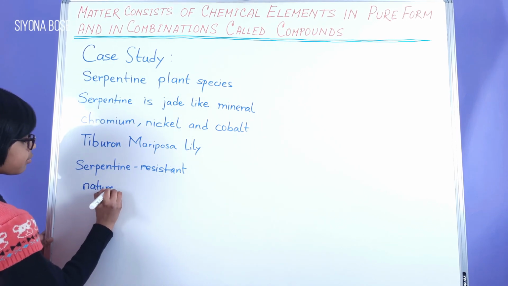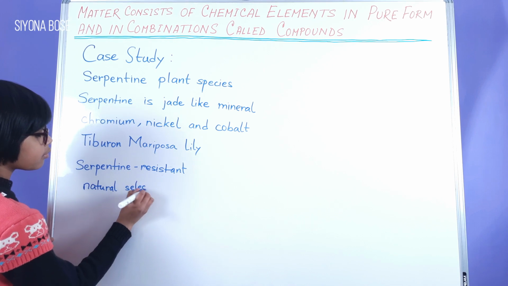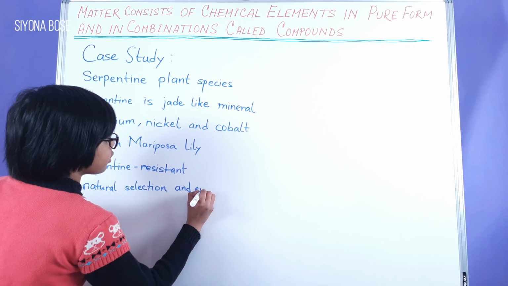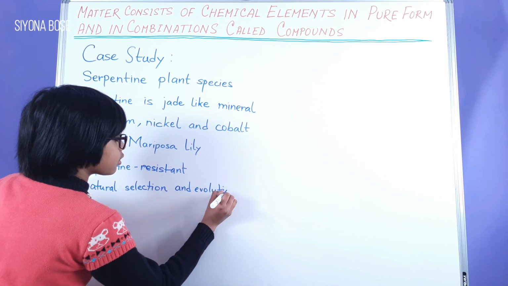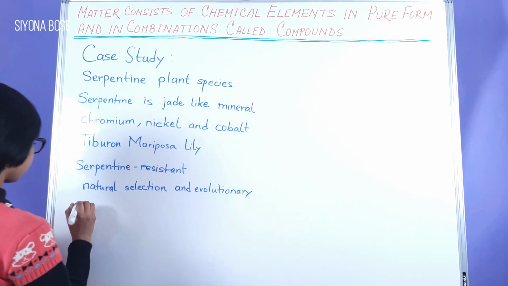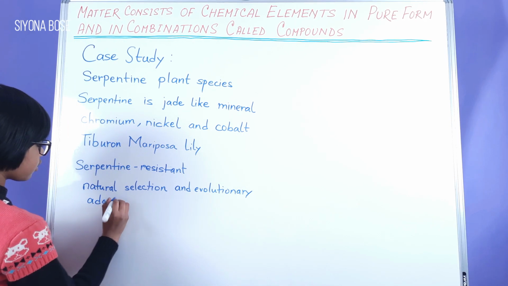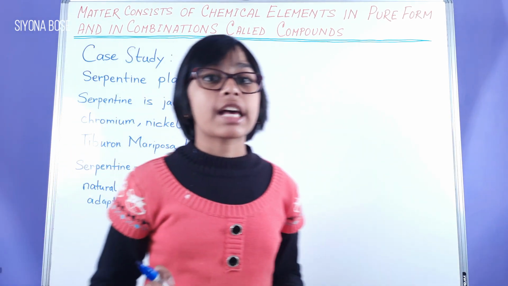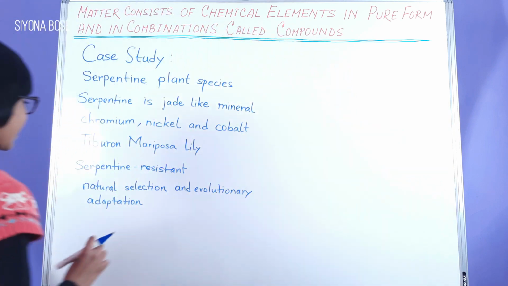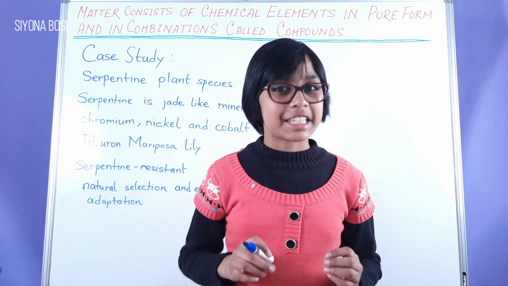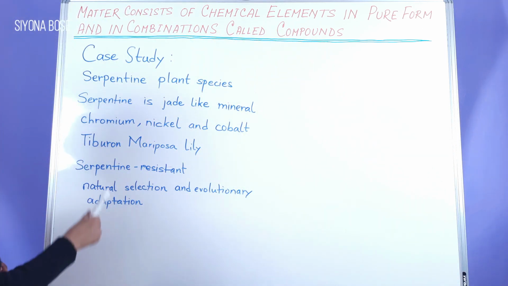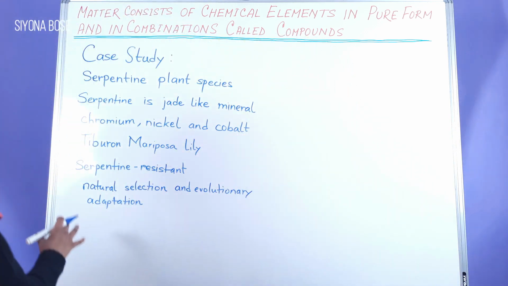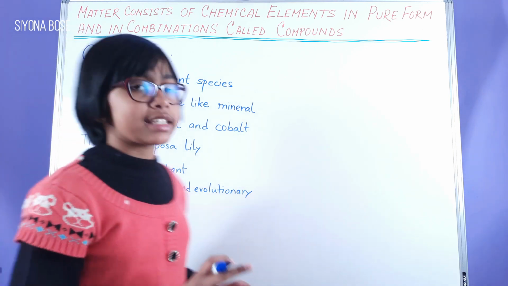Natural selection and evolutionary adaptation. You can check out what natural selection and evolutionary adaptation are in my previous Campbell series. Go take a look at that series as well. It will tell you a lot about them. And this Tiburon Mariposa lily is one of the examples of plants in this species.